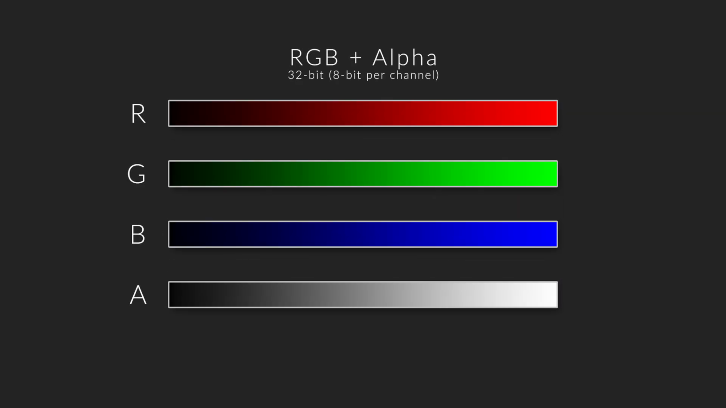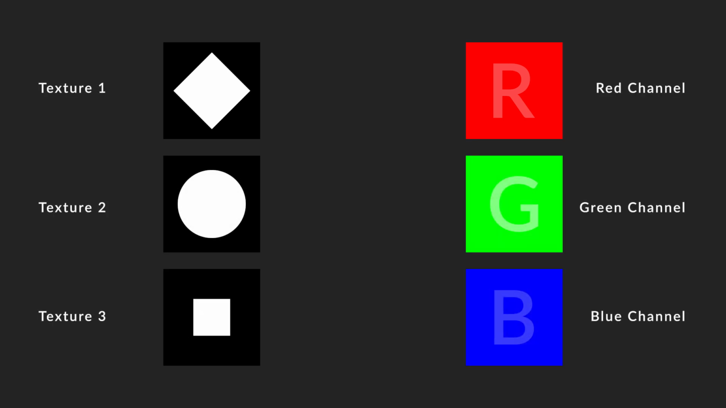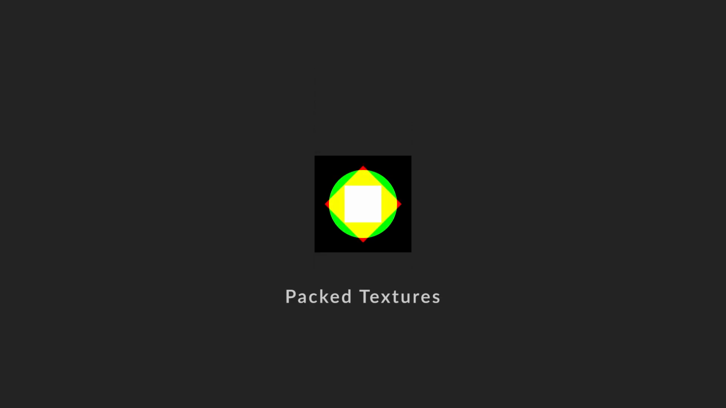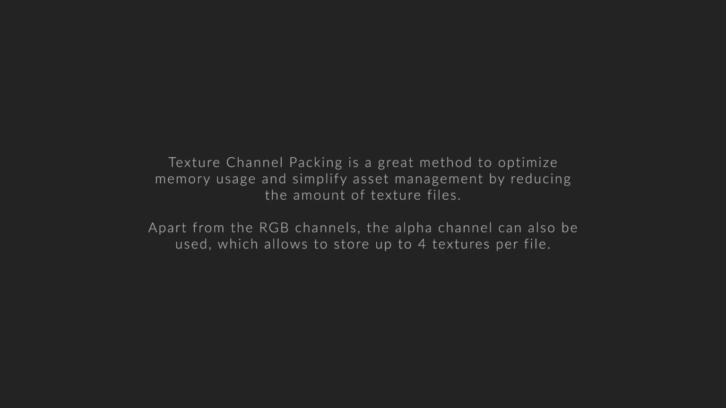Given that an RGB image file uses multiple 8-bit channels, we can use each one of those to place a different texture, resulting in a total storage space of 3 textures, 1 per RGB channel, plus an additional 1 if we also make use of the alpha channel. This will greatly improve memory usage and make your assets more manageable, since you will have to deal with fewer texture files.